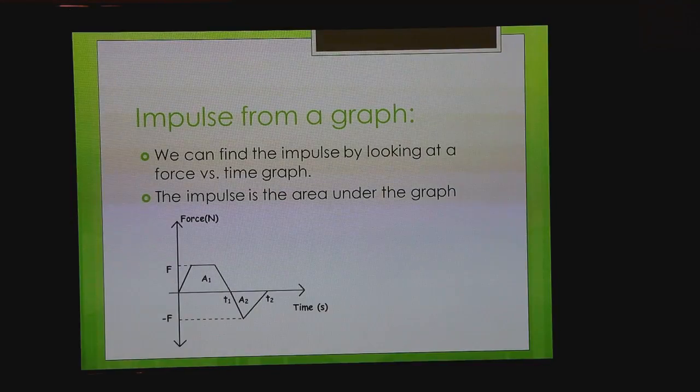Okay, calculating impulse from a graph. This is one of the last things that we looked at in Unit 8, and we found out that we can find the impulse by looking at a force versus time graph, and the impulse is the area under the graph. This makes sense because as we move to the right on the x-axis of time and the force changes, the area under that graph would be the change in momentum, because force is a change in momentum over time.